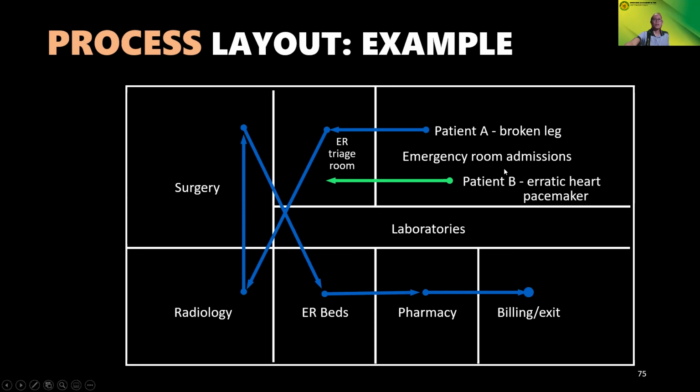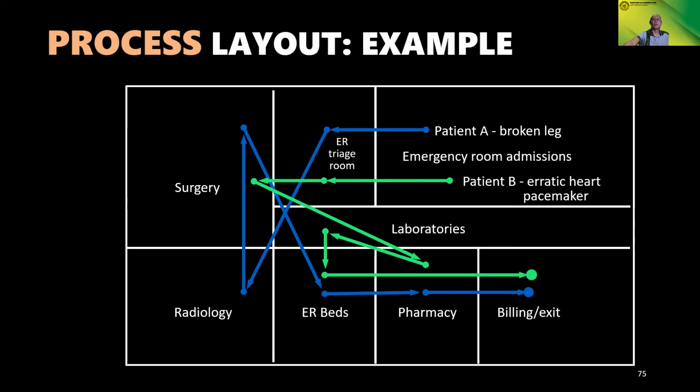So patient B usually goes straight to the ER. From the ER, the patient goes straight to surgery because the hospital already has a record of the patient's history. From surgery, the patient goes straight to the pharmacy, then to the laboratories to check if everything is okay, then to the ER beds for recovery. Then once okay, the patient can exit. So as you can see, common in a process layout are stations beside each other with a large volume of movement between people. So we will understand how to do that later on.